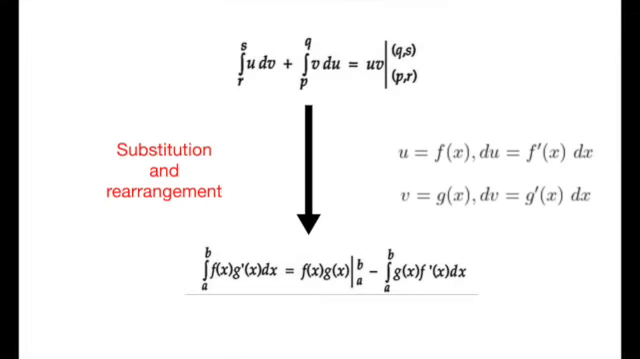To get the final equation, we just do a substitution, so the du and dv are replaced by dx. Doing this allows us to put in the lower and upper limits of the integral, which are a and b respectively. A slight rearrangement gives the final result we desire.